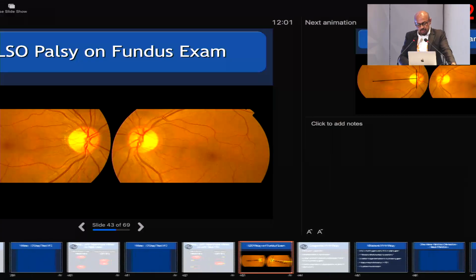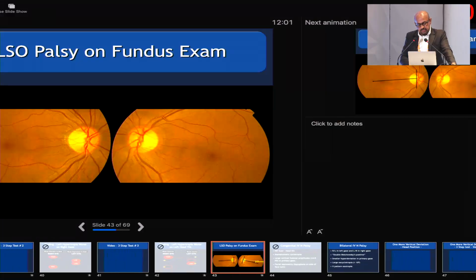So that's one important cause of vertical diplopia, a fourth nerve palsy. The other cause, which Rohit partly mentioned, is a restrictive myopathy like thyroid ophthalmopathy, or a patient having, let's say, a blowout fracture. Here is an image of a fundus examination of left superior oblique palsy, where you find that the macula is lower than the optic nerve. That's something which you can look at.